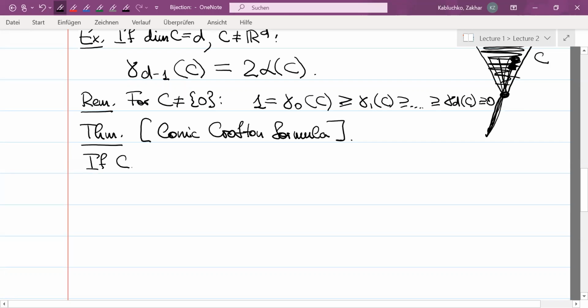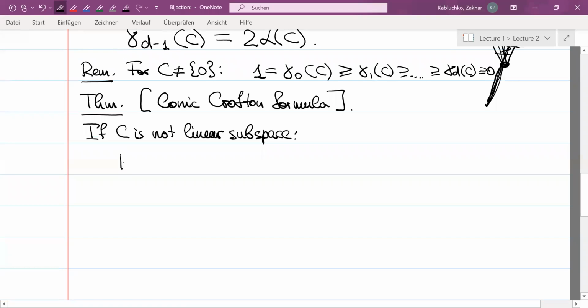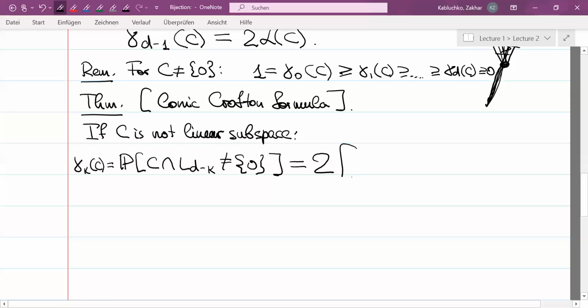And it says that if C is not a linear subspace, unfortunately there is again one exception, then the probability that C intersects a d minus k dimensional linear subspace non-trivially, so gamma k of C, is given by the following sum. It is 2 times the k plus first intrinsic volume plus the k plus third intrinsic volume plus and so on.